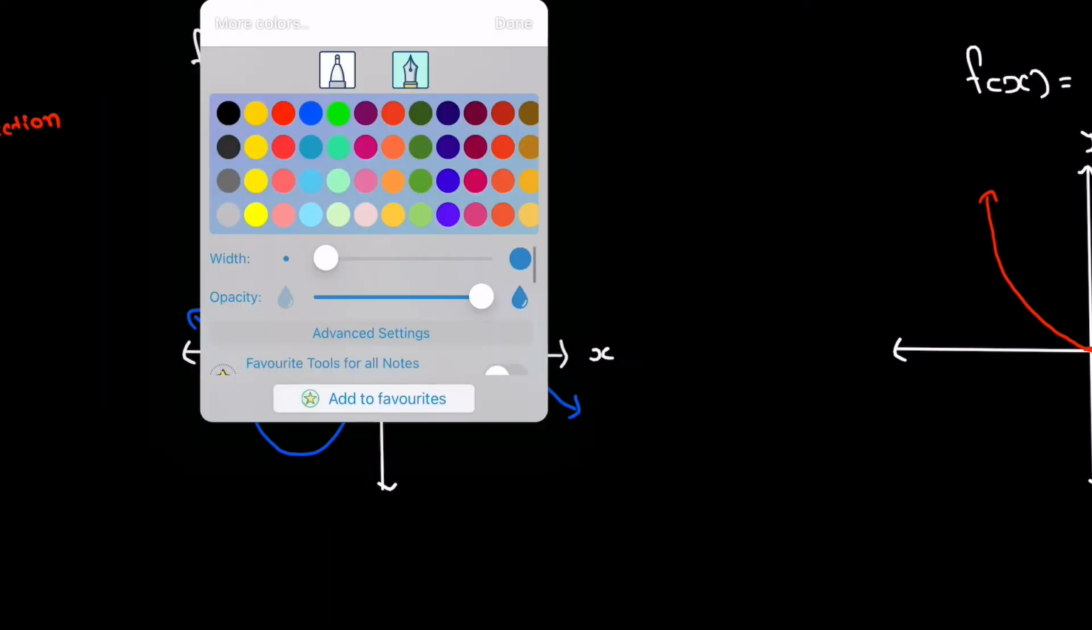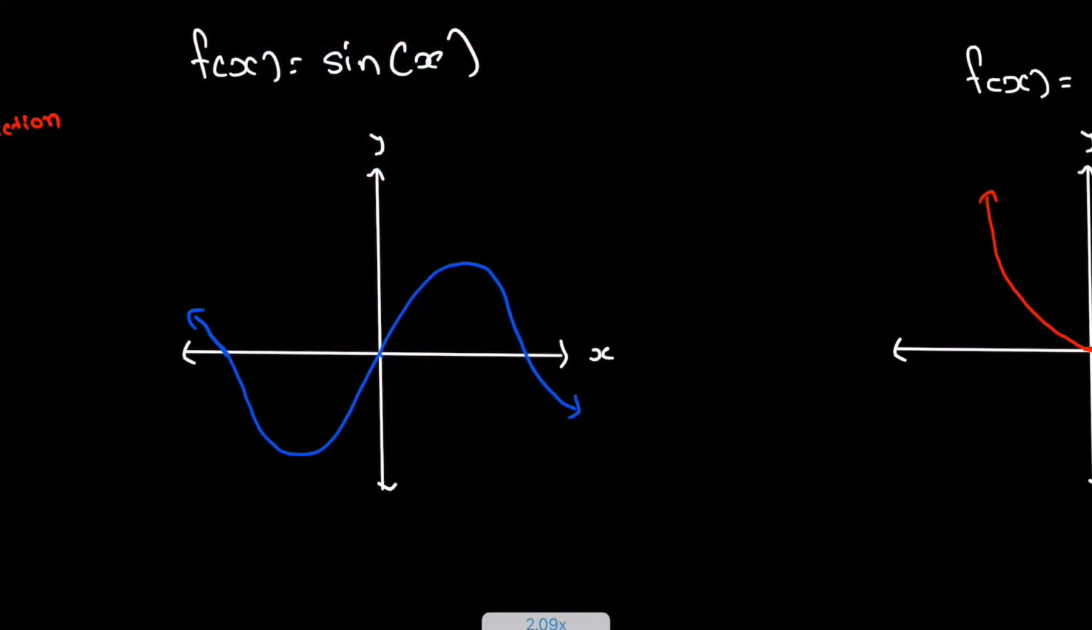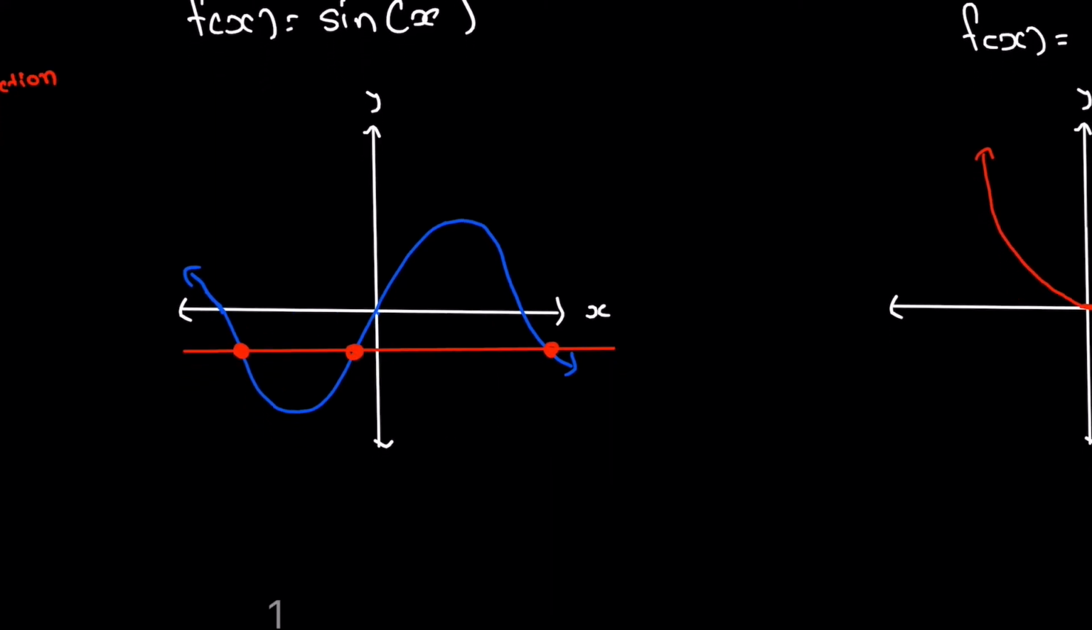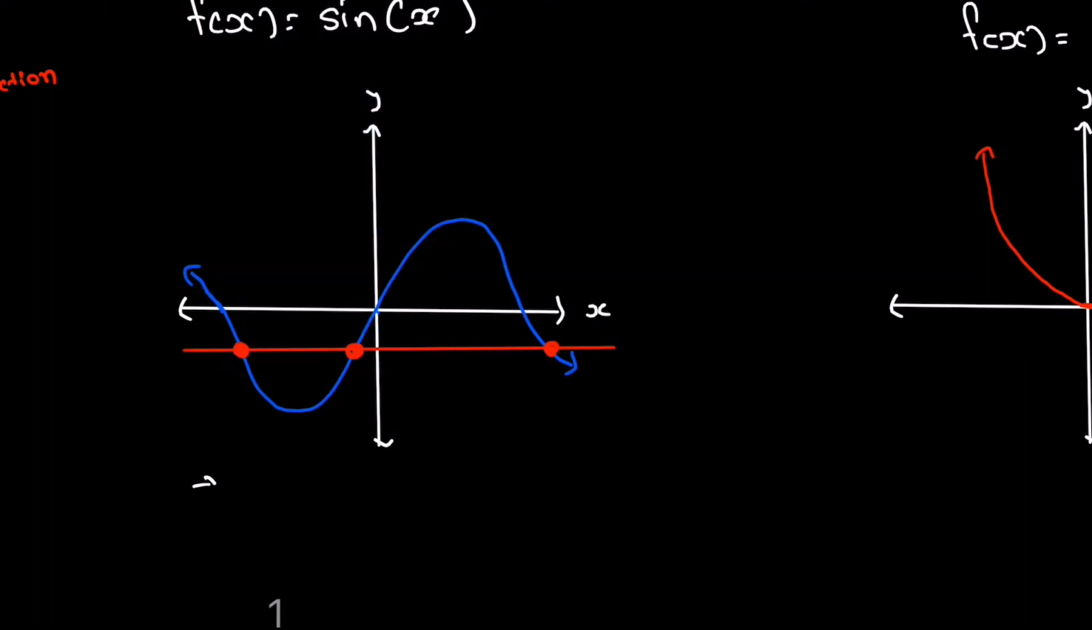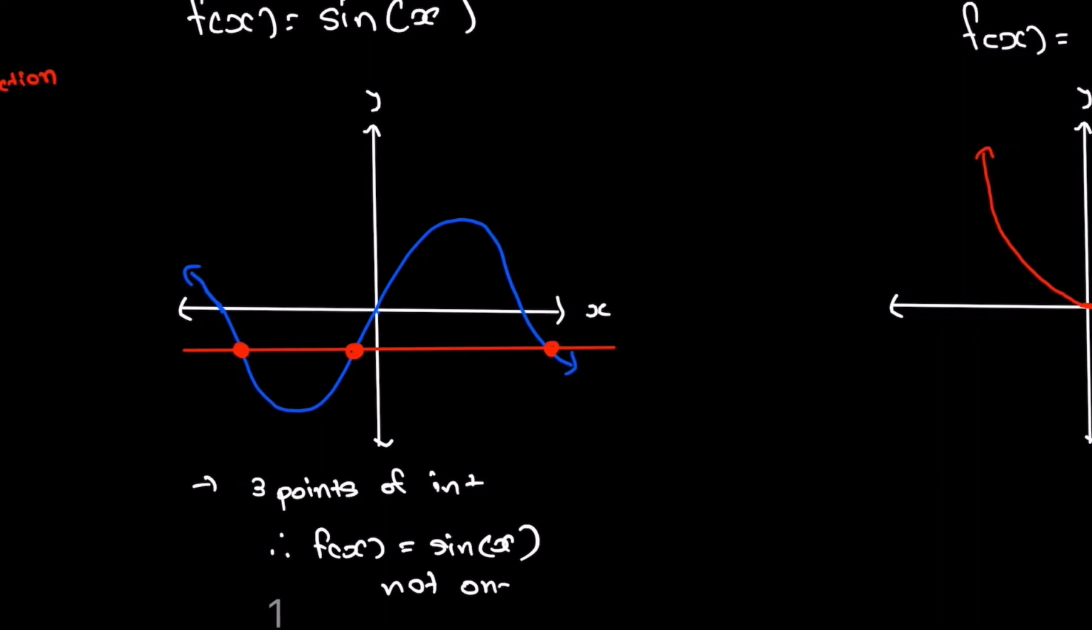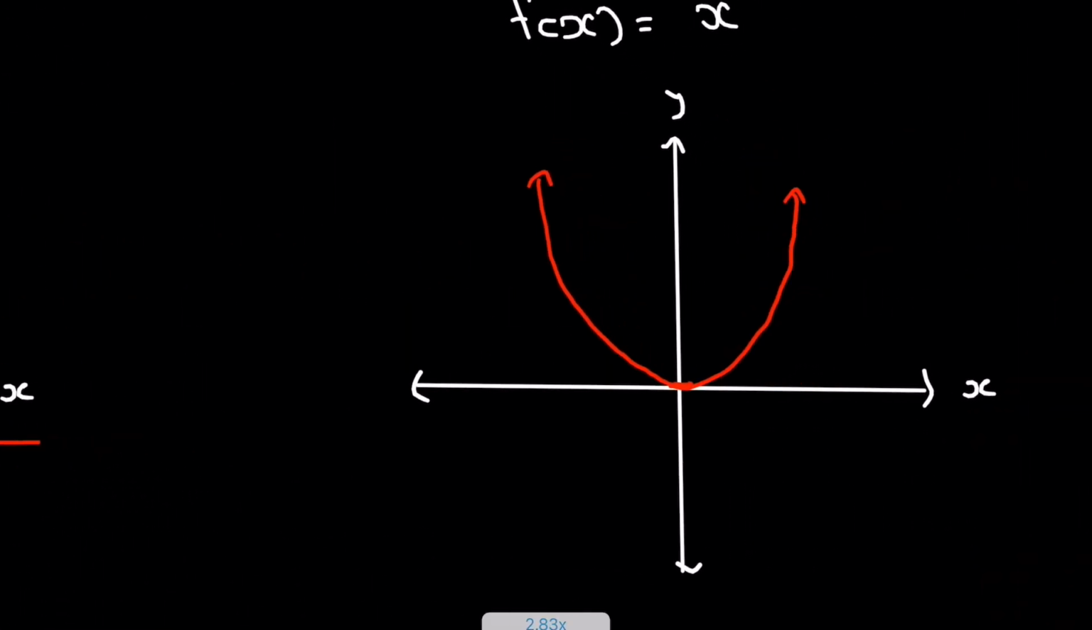Next question, we have f of x is equal to sine x, and we have the graph down. We're going to draw a horizontal line through it, and as we can see over here, the graph intersects with the line at this point, and this point. 3 points of intersection. Let's just write it in white. 3 points of intersection. Therefore, f of x equals sine x is not one-to-one. Okay, it's as simple as that.